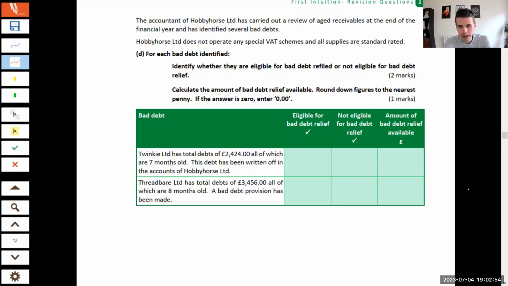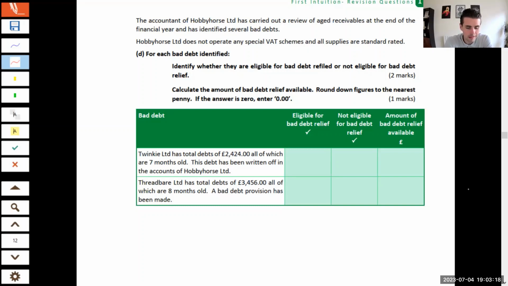For each bad debt identified, identify whether they are eligible for bad debt and refiled. I think, again, that's a typo. I'm presuming that should say bad debt relief, or not eligible for bad debt relief. Somebody was clearly having a bad day on the keyboard. I think they were too busy writing out hobby horse by the looks of it.